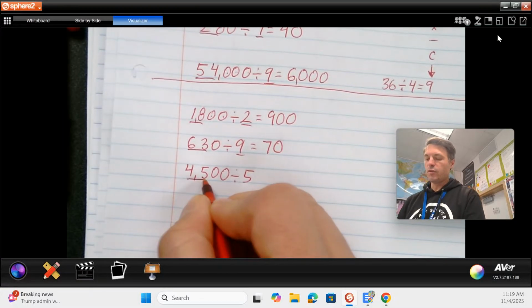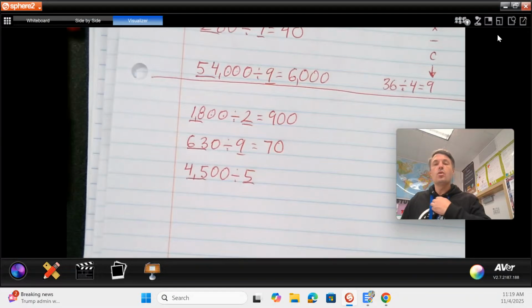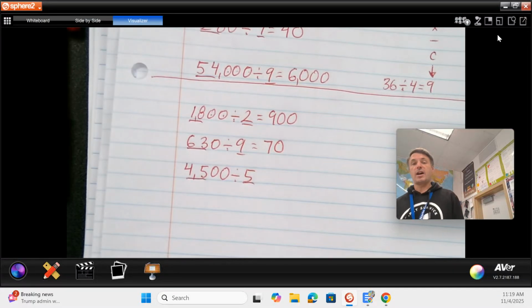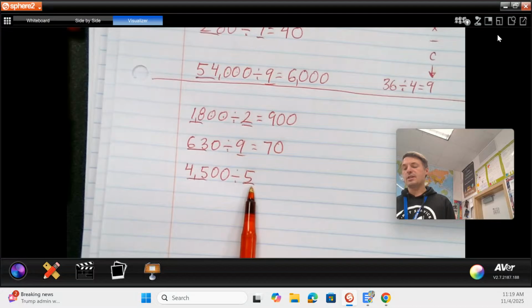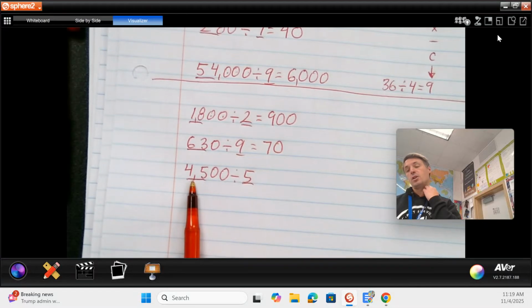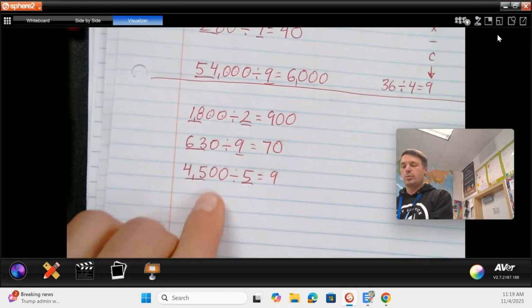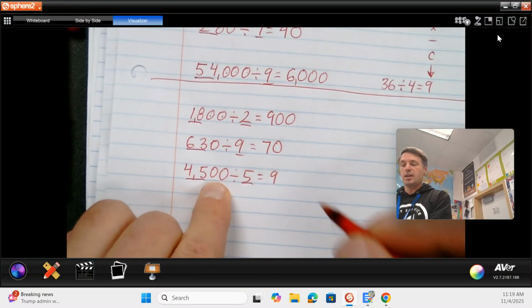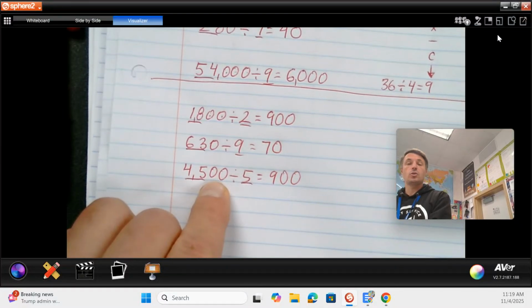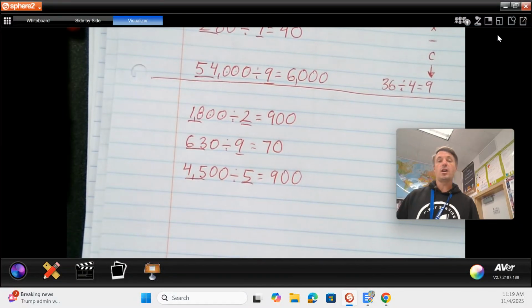Here, just underline the 45 and the 5 and think, what's 45 divided by 5? Well, since 5 times 9 equals 45, 45 divided by 5 equals 9. And then we take these two zeros from the dividend and we drop them to the right of the 9 in the quotient. So 4,500 divided by 5 is 900.